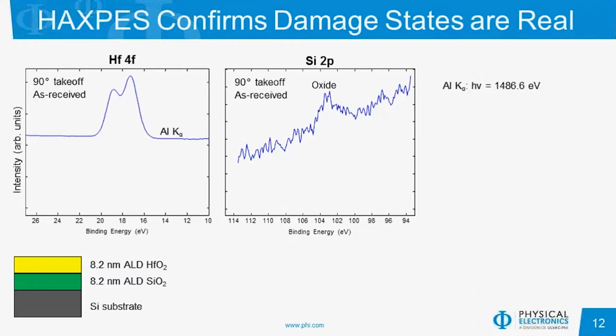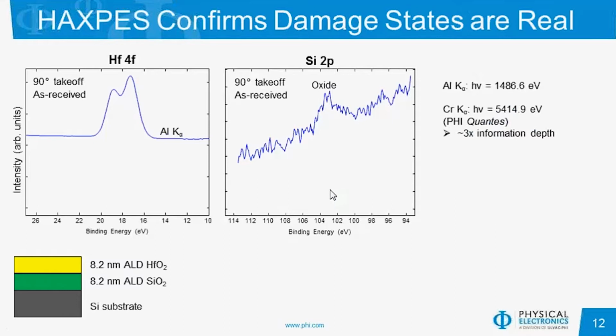As far as the silicon 2p, we only see one peak at approximately 103 eV, which would correspond to that of an oxide. So it appears that we are only seeing into the SiO2 layer and not all the way down to the substrate.